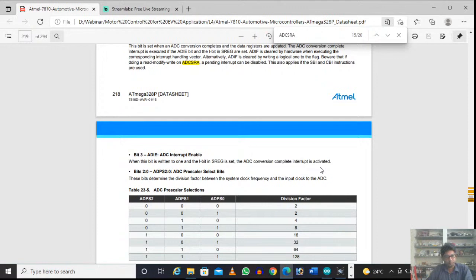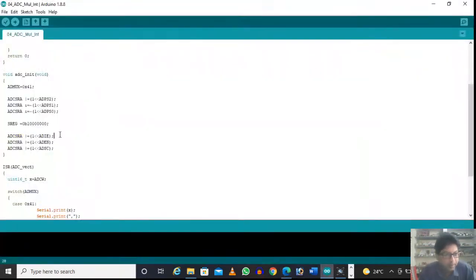It will generate one interrupt. It's very good. I need not bother. I need not put the hold. Once the conversion is completed, it will automatically create that interrupt. So for that I have used this bit. Remaining things are the same as earlier.